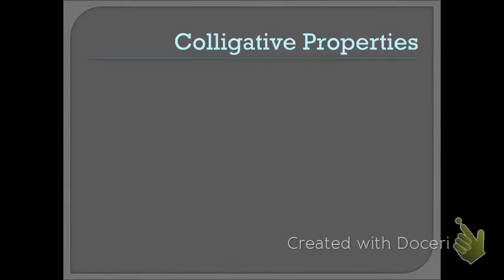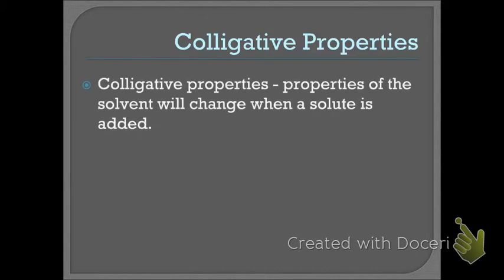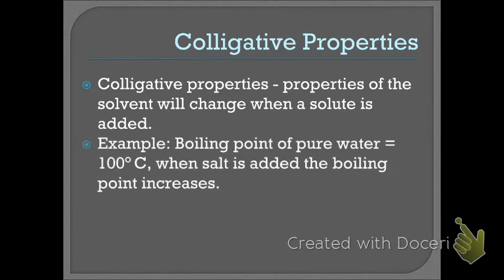Alright, today we'll be going over colligative properties. Colligative properties are properties of the solvent that will change when a solute is added. So, it's the properties of a solution as compared to a pure solvent. We know the boiling point of pure water is 100 degrees Celsius, and when salt is added, the boiling point should increase. And so these are colligative properties.